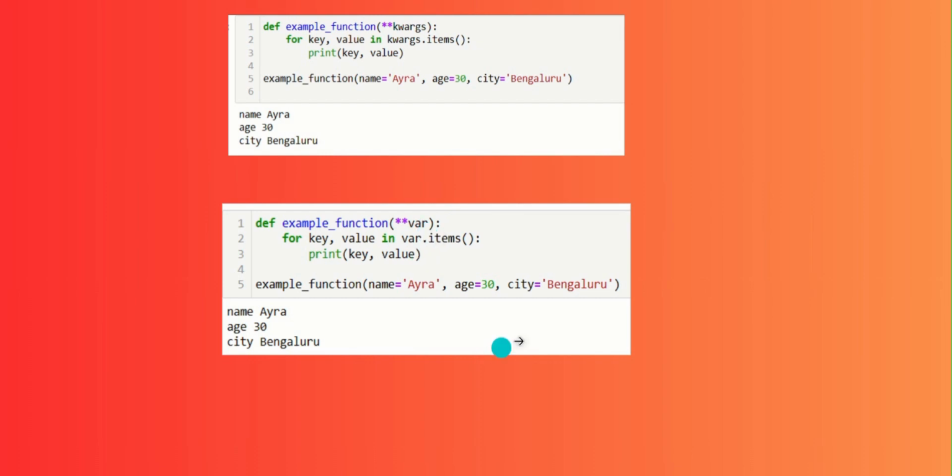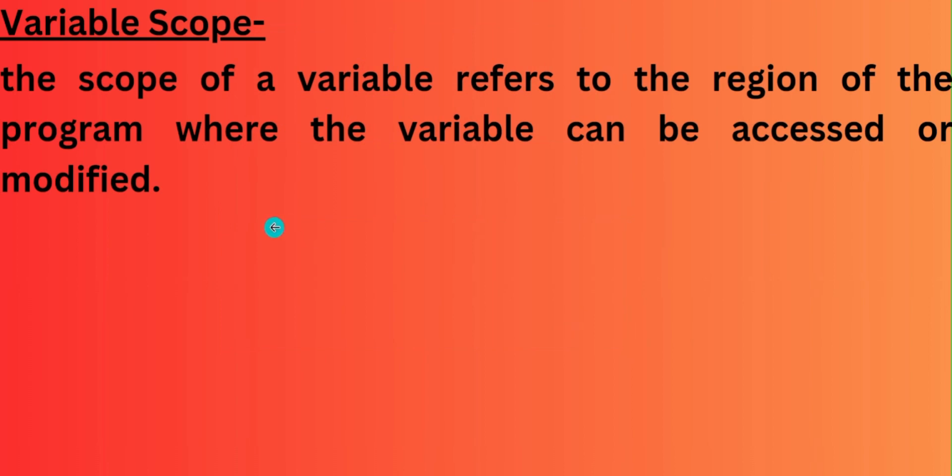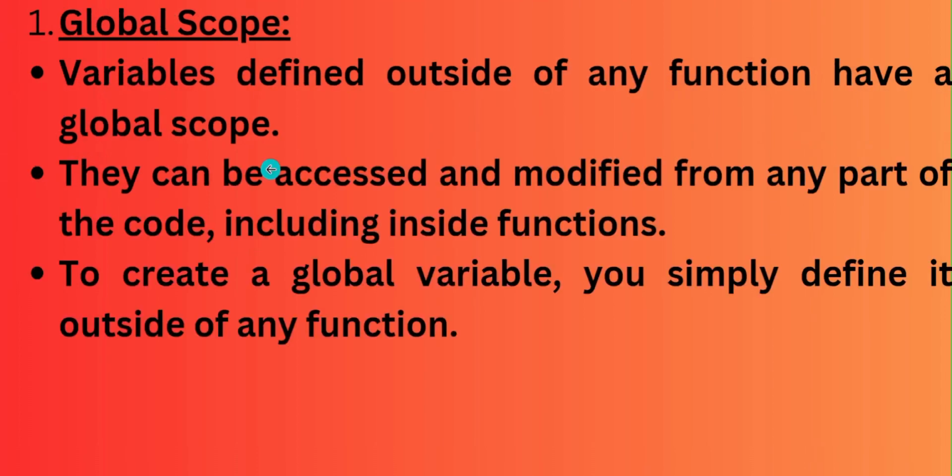Next, variable scope. The scope of a variable is the region of the program where the variable can be accessed or modified. The first type of scope is global scope. Variables defined outside of any function have global scope. They can be accessed and modified from any part of the code, including inside functions.